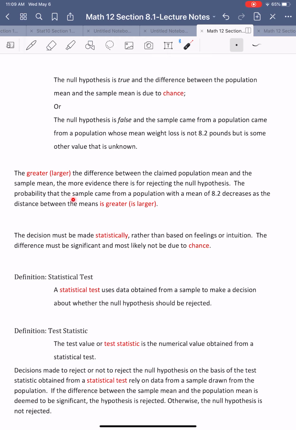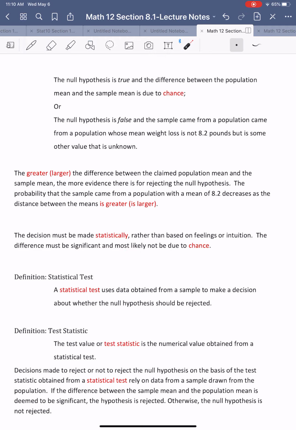The probability that a sample came from a population with a mean of 8.2 decreases as the distance between the means becomes larger. The decision must be made statistically rather than based on feeling or intuition. The difference must be significant and most likely not due to chance.